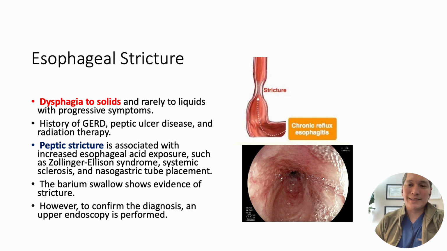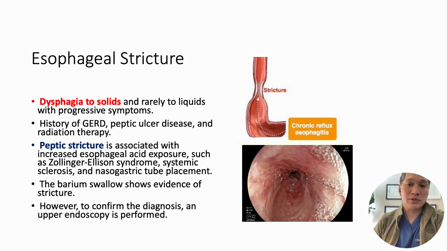Esophageal stricture presents with dysphagia to solids and rarely to liquids, with progressive symptoms. It is associated with a history of GERD, especially in those who refuse to see any primary care doctors or GI doctors and have never been on PPI treatment, as well as those with peptic ulcer disease and those with a history of radiation therapy. So peptic stricture is a complication of GERD.